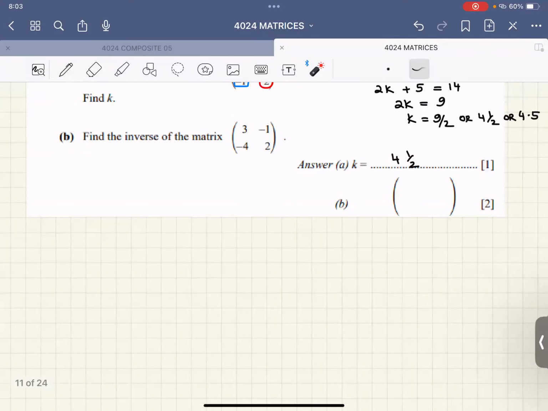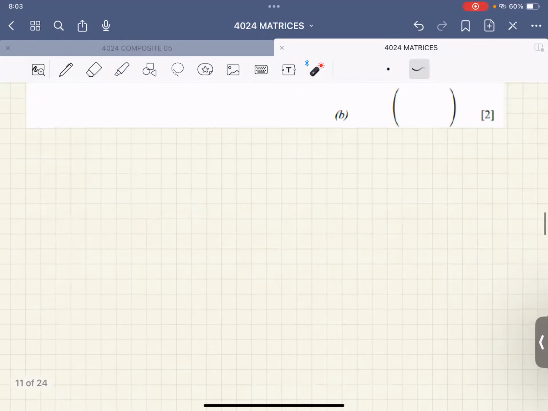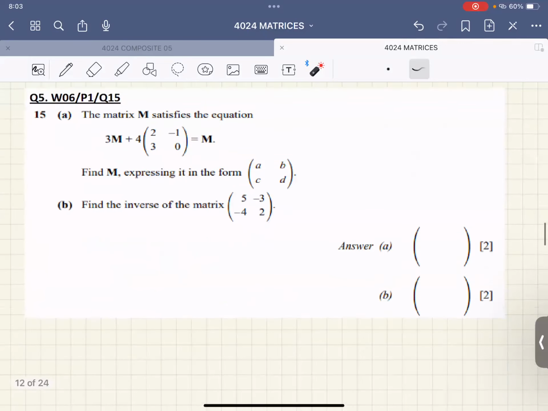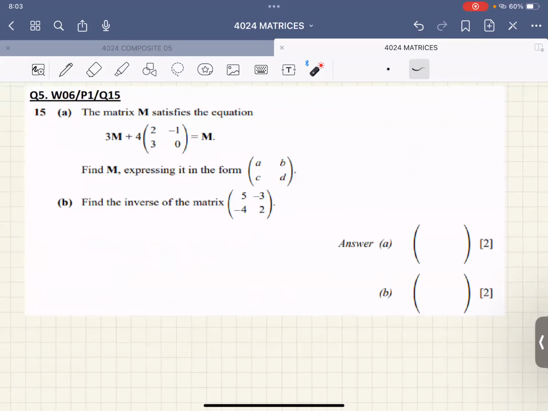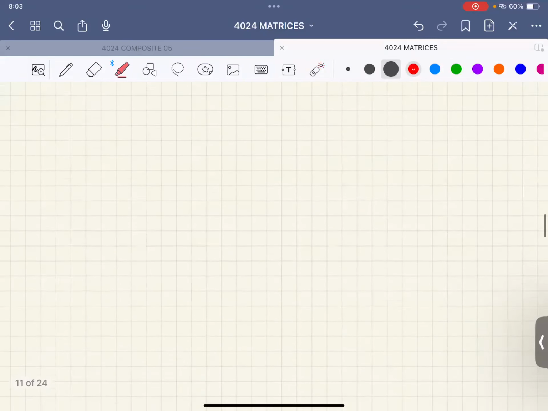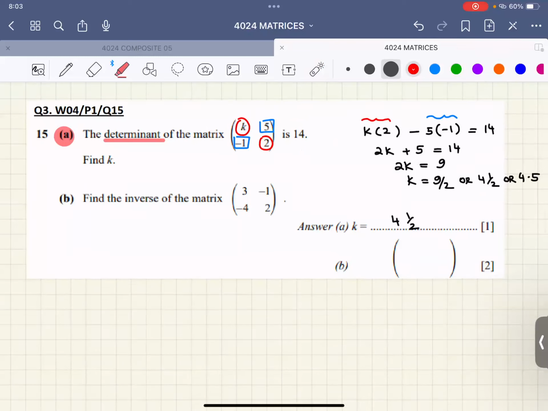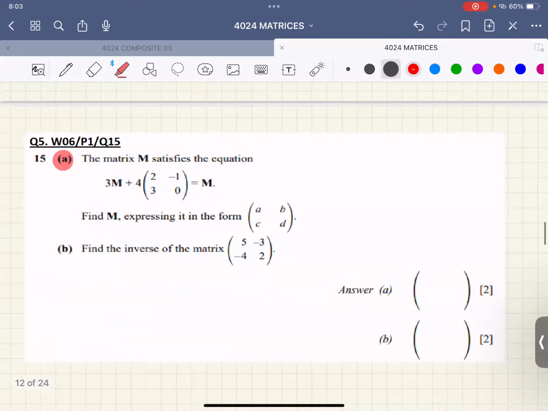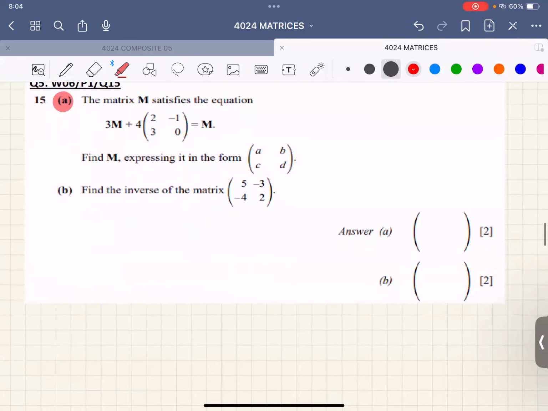Find the inverse of this matrix. I think that is pretty basic. I'm skipping this. Now, let me explain part A. So there are certain parts on which I'll be focusing. So for example, I'm focusing on this part. I'm focusing on this part. Let me write this thing. Now it says 3m plus 4 times this thing is equal to m. Find m, expressing it in this form.